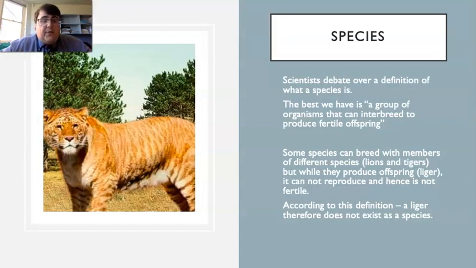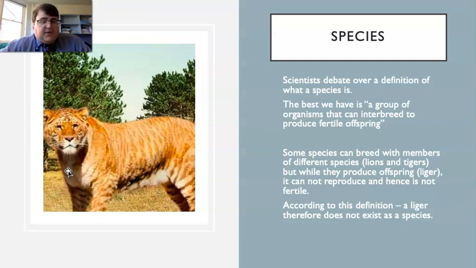Going a little bit further, now we've defined an ecosystem, let's define the word species. There's a lot of scientific debate over exactly what is a species. The best definition that we currently have in science is a group of organisms that can interbreed to produce fertile offspring, so they can have children themselves.